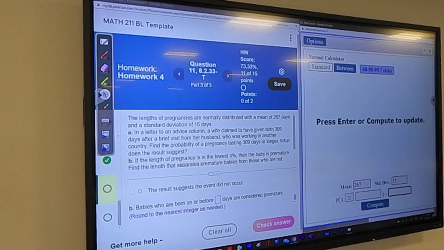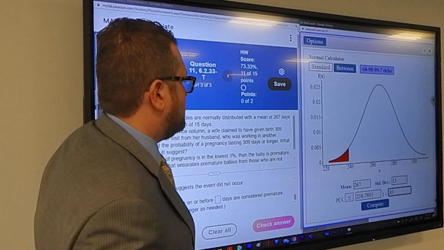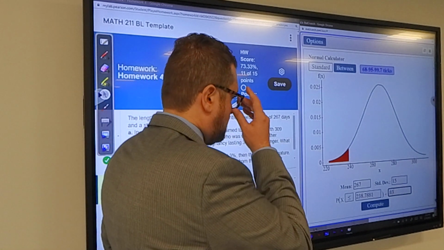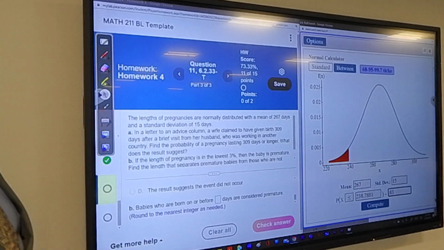All right. We should be experts by now. How do I do this? Less than, equals 0.03, sorry. So then that red area is 3% of the area. And bang, 239 days. 239 days or less, then that would be a premature baby.